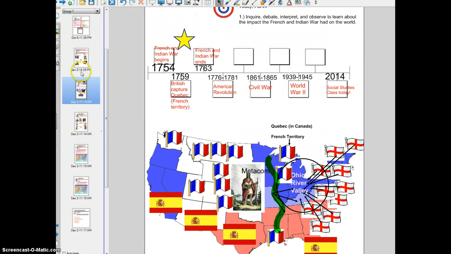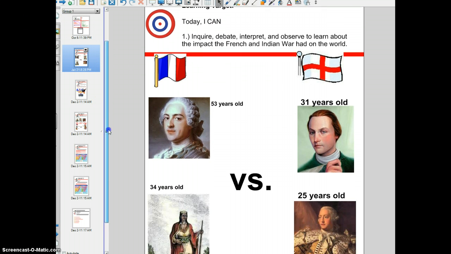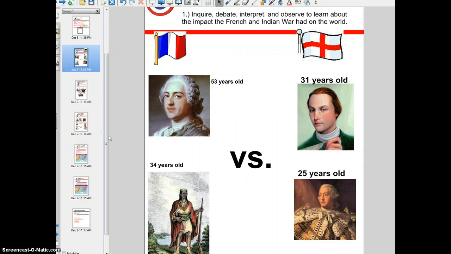I want you to take a look at this. This is something interesting we'll look at in class. This is stuff we haven't seen yet. Do you recognize any of these figures? You may or may not. You may recognize this 31-year-old man from England. I won't say who he is yet. You may recognize this 25-year-old man from England. I'll give you a hint. Eventually these two are going to fight with one another.